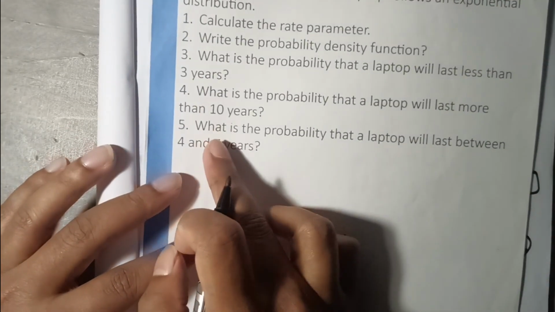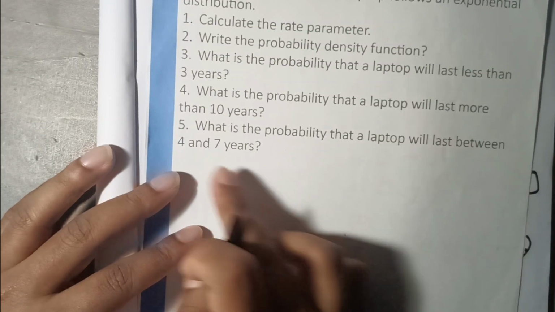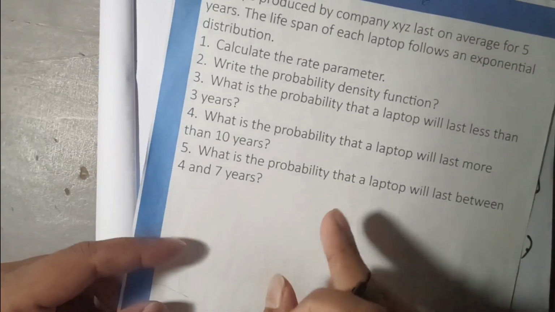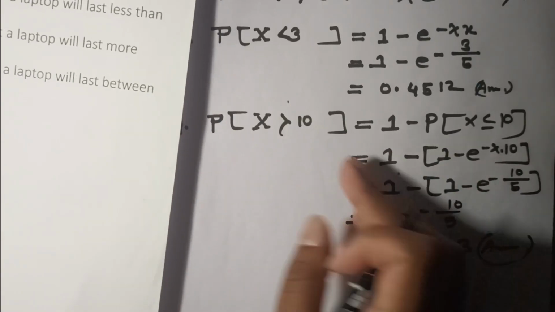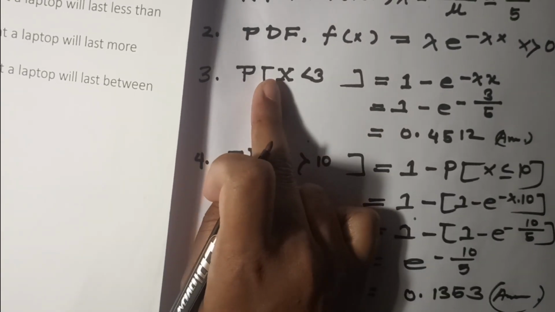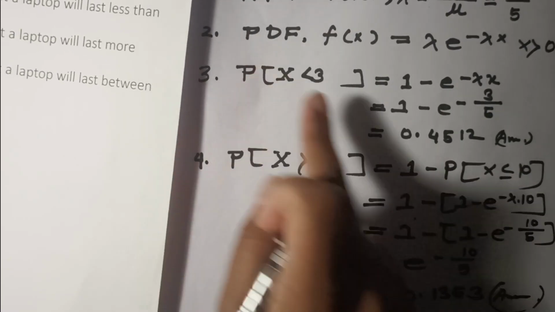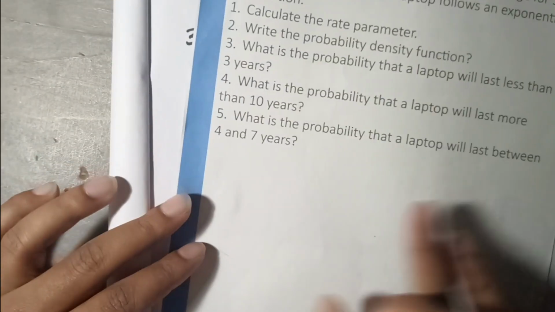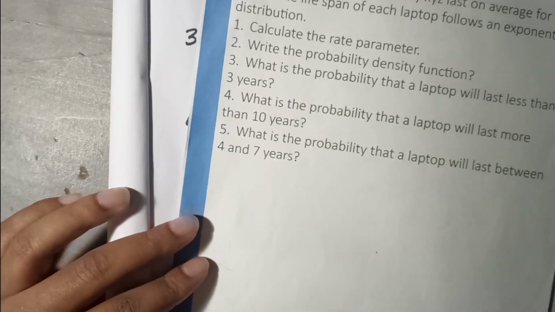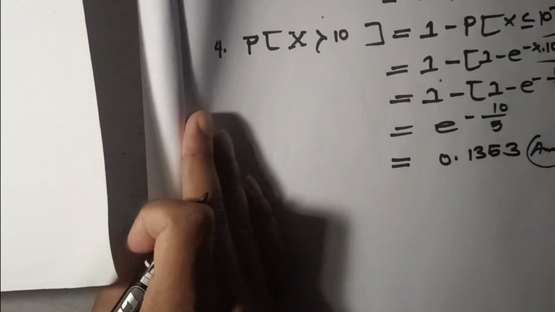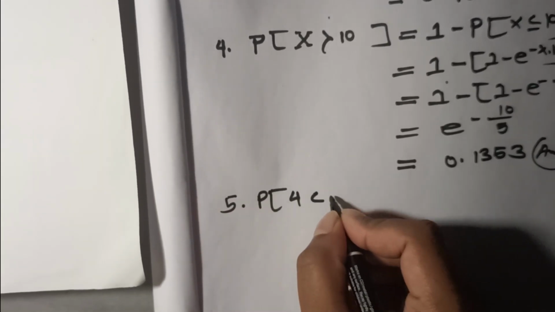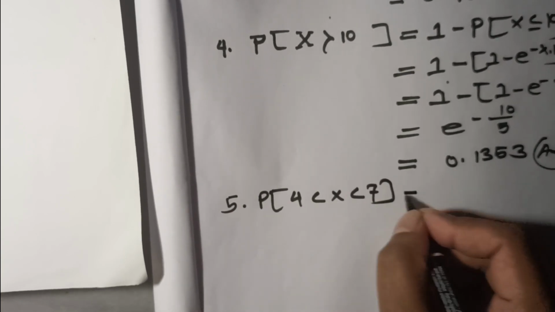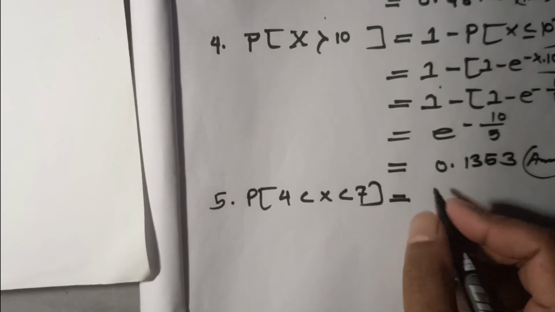Next, the last one: what is the probability that a laptop will last between 4 and 7 years? In solving this problem, we cannot directly use the CDF formula, because by default the CDF formula considers the starting limit, or the minimum value of the observation, to be 0. But they are giving me the range of 4 to 7. So we cannot directly use the CDF formula in this particular case. They are asking me to find the probability from 4 up to 7, so we have to use it indirectly.